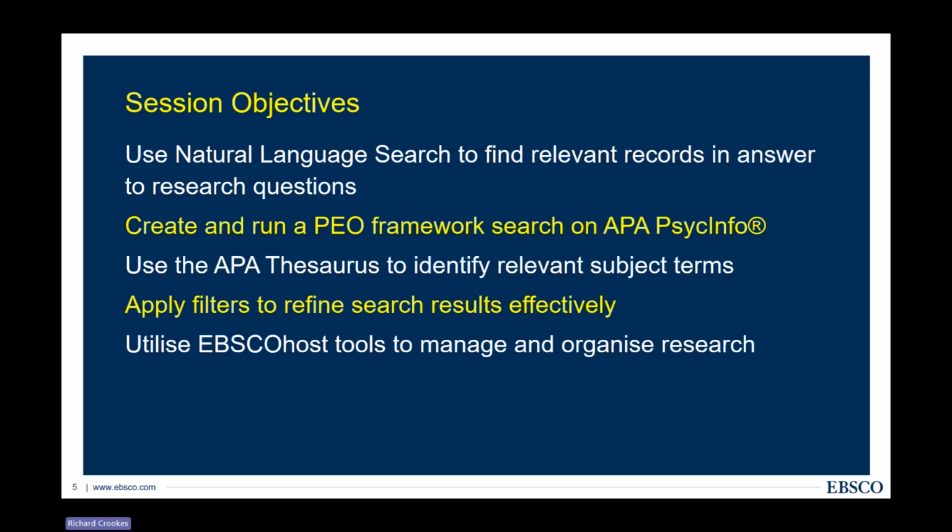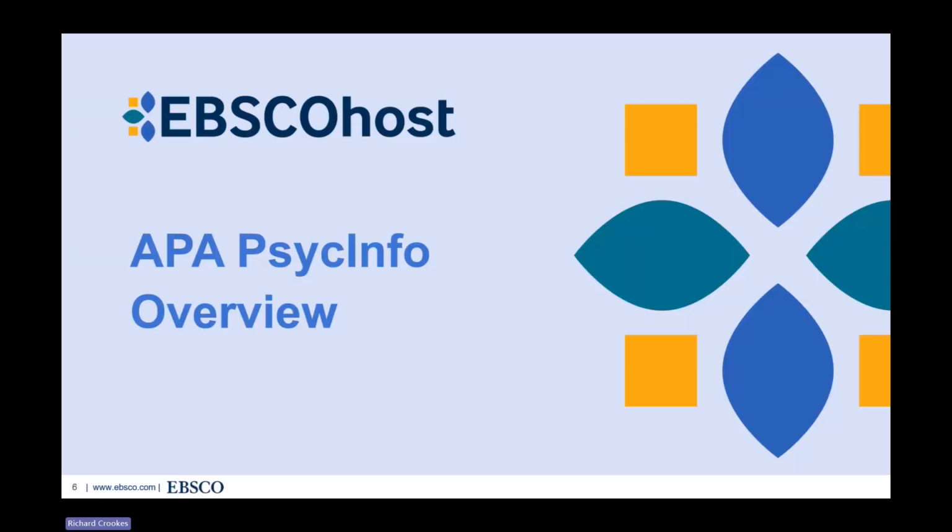So in terms of the actual objectives for this training today, I hope that by the end of this session, you'll be able to use the natural language search to find relevant records in answer to research questions. You'll also be able to create and run a PEO framework search on APA PsycInfo. Some of you are obviously very familiar with PEO. This is an alternative, so I'll go through that as we continue. You will also be able to use the APA Thesaurus to identify relevant subject terms and apply filters to refine search results effectively, and also be able to utilize EBSCO's tools within the interface to manage and organize your search and results.